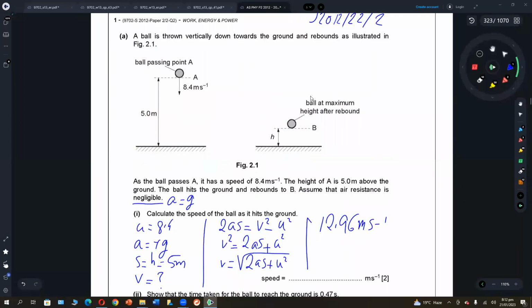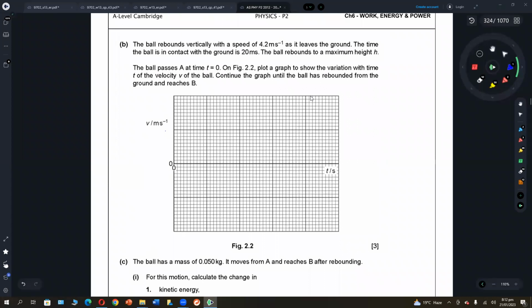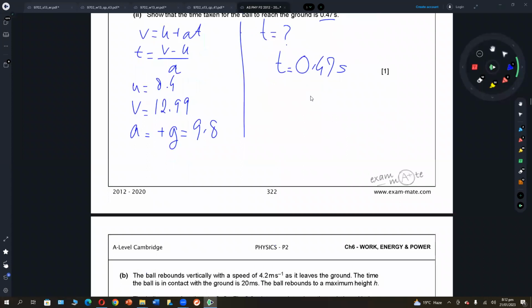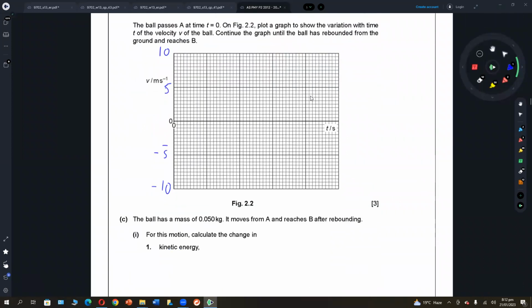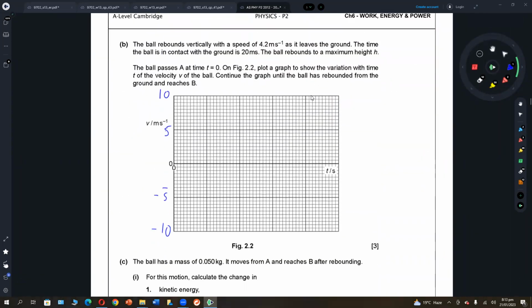Now he has given us the idea that the initial height is 5, from where the ball went at 8.4. So I put here 5 and here 10, and I put -5, -10. The time the ball took to reach the ground is 0.47. So I can see I have a time span of 0.47 for the ball to come down. So here I take 0.2, here 0.4, here 0.6 will come, and then I have 0.8.